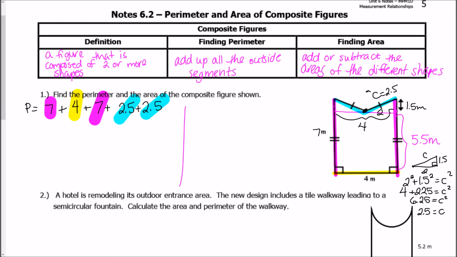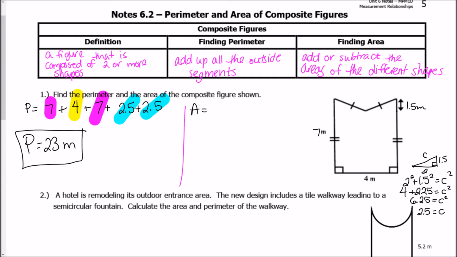So I know here that my perimeter is equal to 23 meters. Okay, now the next thing I need to do is find the area. So let's go ahead and think about what we need to do to find the area. Now the area is going to consist of, I'm going to erase this so I don't have the highlighted pieces anymore. The area is going to consist of a rectangle right here.